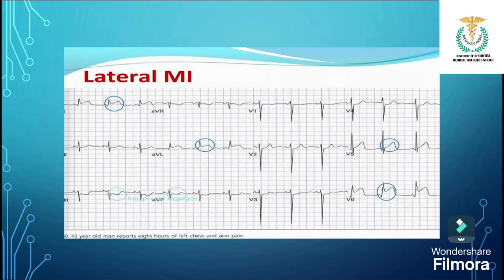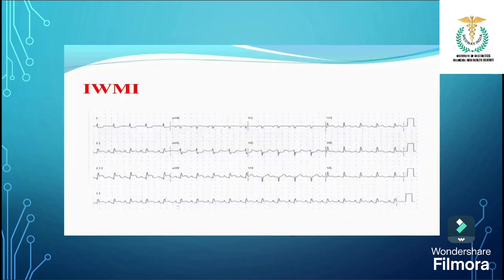Lateral MI: in AVL, you can see the ST elevation. You can see in the first lead, AVL lead, V5, V6, the ST segment is elevated. So it is lateral. Inferior wall MI: you have 2, 3, and AVF. You can see here also the ST segment is elevated after the J point. So inferior wall MI.